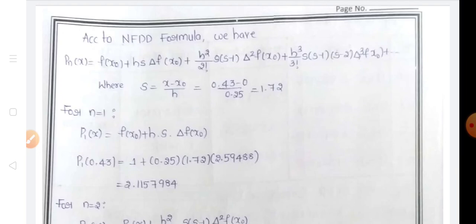P1 of x is equal to f of x naught plus hs delta f of x naught. This is Newton's first divided difference formula. P1 of 0.43 is equal to 1 plus 0.25 into 1.72 into delta f of x naught.